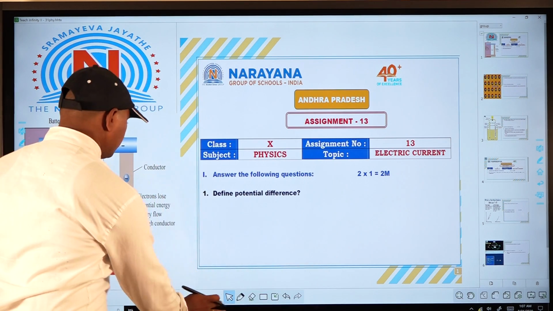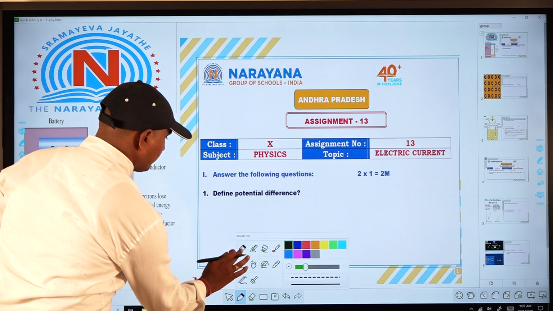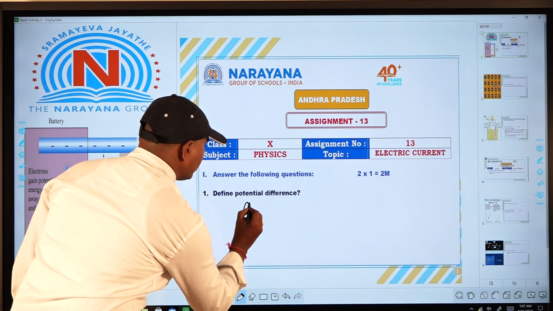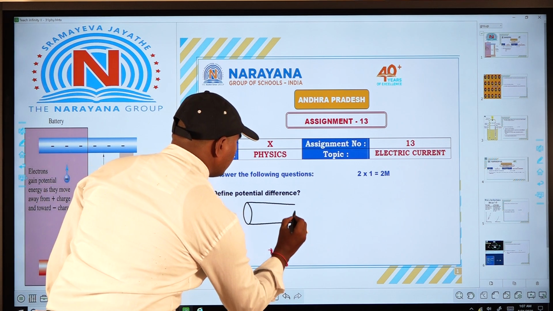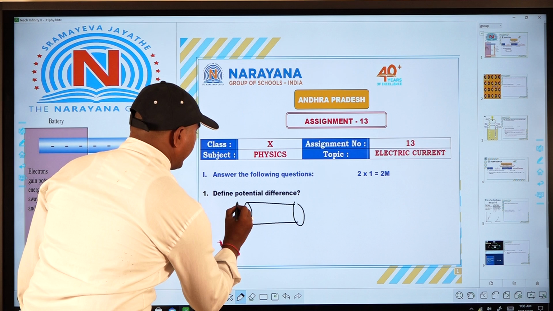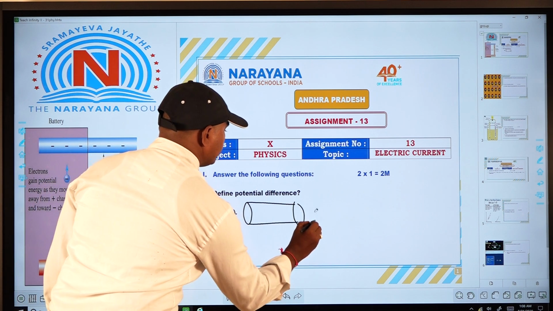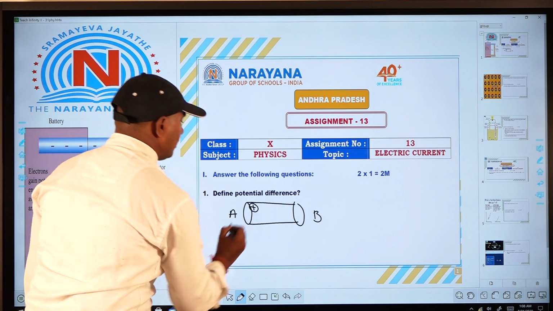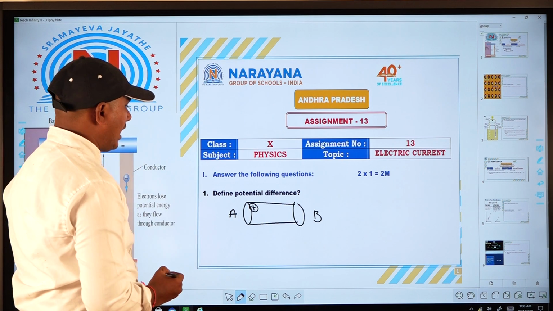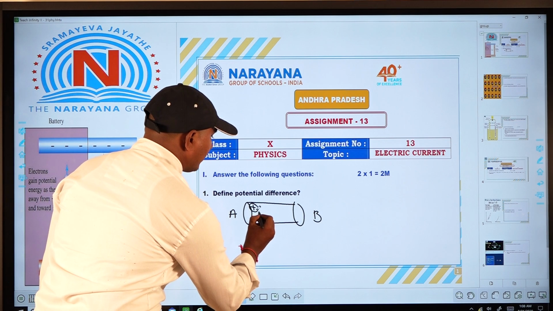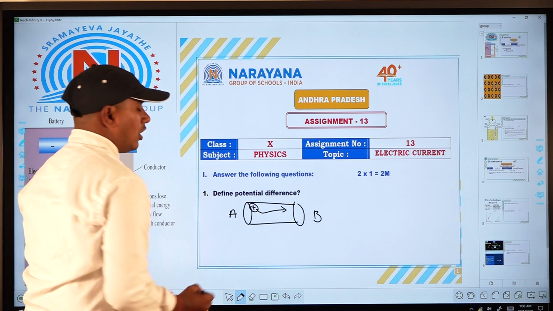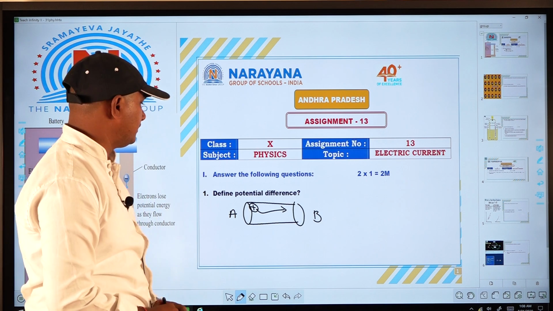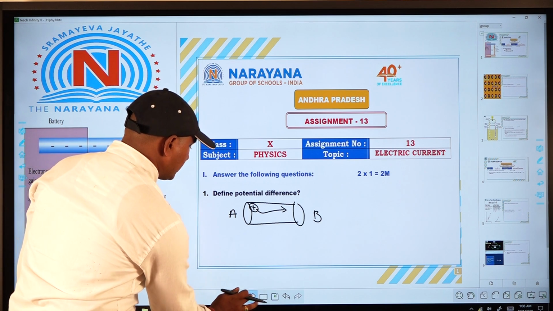See here, you should take an electric circuit, and take any 2 points, this is A and B. In the AB circuit, you should take one positive terminal. That positive terminal we have to move from one point to another point. Then how much work is done? That is nothing but potential difference. Next, we should go to the second question.